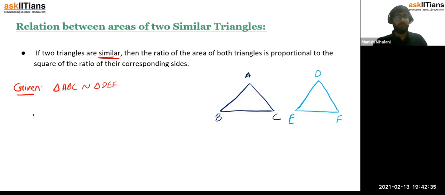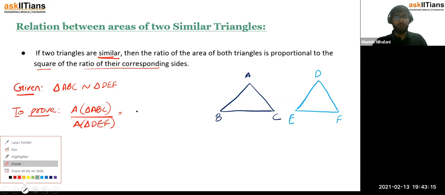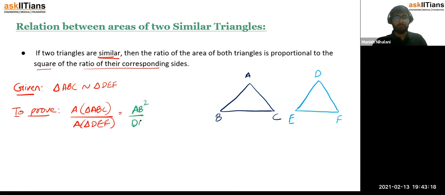So what do we have to prove here? We have to prove that the ratio of areas, that is area of triangle ABC upon area of triangle DEF, is equal to the square of the ratio of their corresponding sides. So corresponding sides, how do we find them? By the name itself. Since we have AB here, AB will be corresponding to DE, right? So we will say this is equal to AB square by DE square.